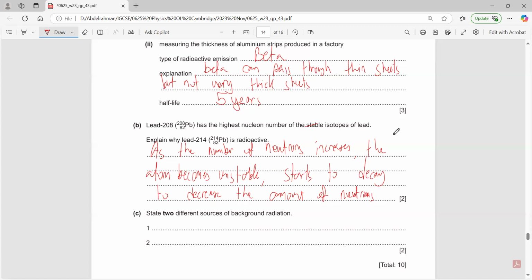State two different sources of background radiation. We have the most famous source of background radiation, which is CMBR, cosmic microwave background radiation. Also cosmic rays. Also, we have radon gas. You can say the food that we're eating, the drinks, the rocks, the buildings, the trees, whatever sources around us.